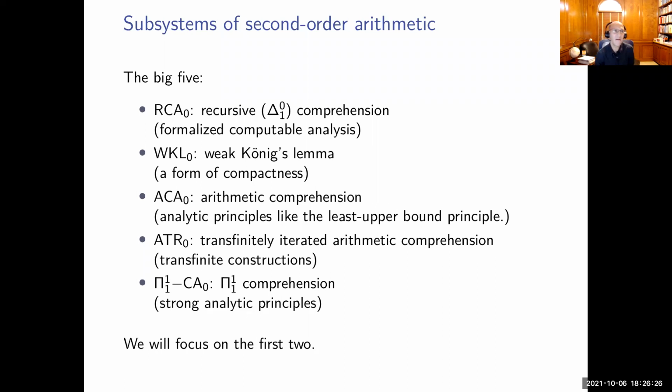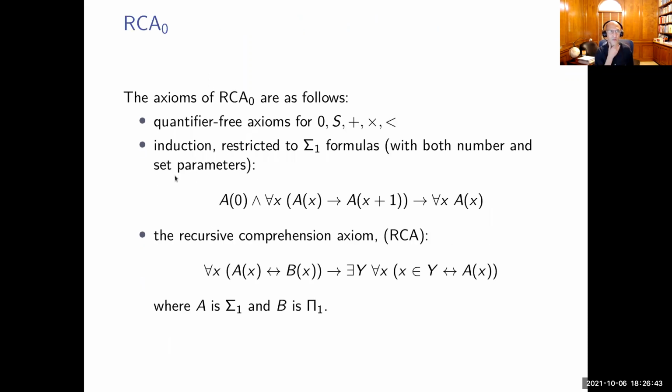And the big five theories of reverse mathematics I've listed there. So RCA naught, WKL naught, ACA naught, ATR naught, and Pi11CA naught. And in this talk, I'm going to focus attention on the first two, RCA naught and WKL naught. So those are the ones that are relevant to our story today.